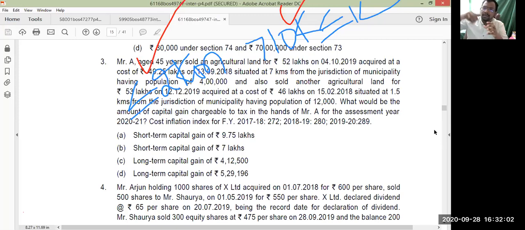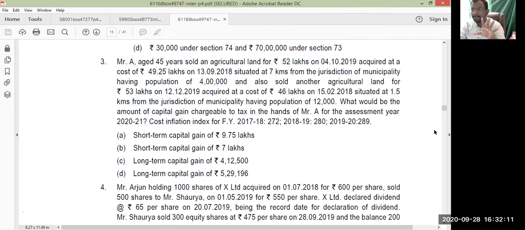Now in this radius of 1.5 kilometers, if you have any agricultural land, it is a capital asset. Are you following, ma'am? Now in this case, the second agricultural land is a capital asset. You need to calculate capital gains. You have purchased on 15th of February 2018, and sold on 12th December 2019, so held for less than 2 years. Less than 2 years, it is a short-term capital asset.